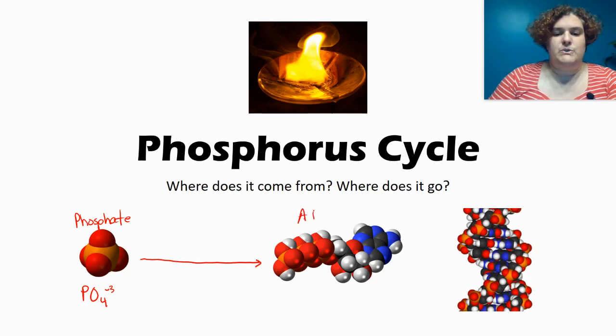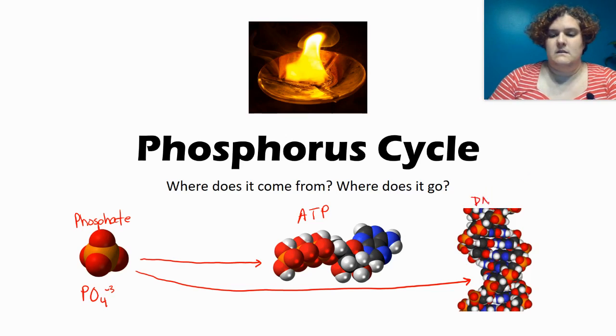And there are 2 molecules found in living things that contain phosphate, ATP and DNA. ATP, all of these individual little orange things, those are all phosphates. What they do is store energy between the bonds.